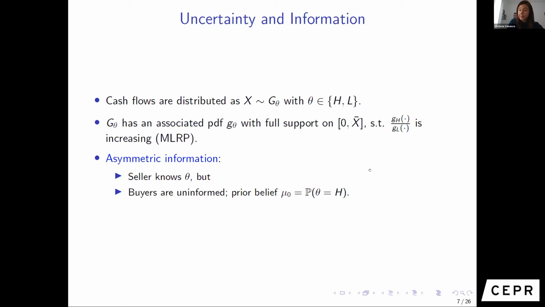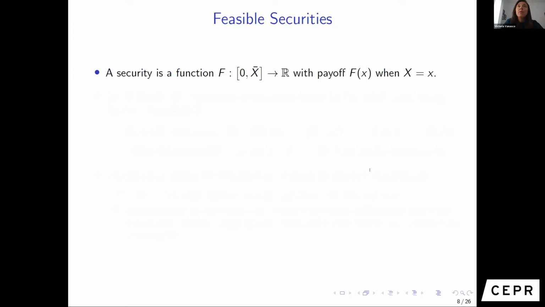So we're going to focus on the issuance of what I call asset-backed securities, what we call here feasible securities. So what is a security? A security is a function that maps from a cash flow realization to the real line, with payoff f of x when the realization of cash flows is x, okay? This is what we mean by security. It's basically a function of x.